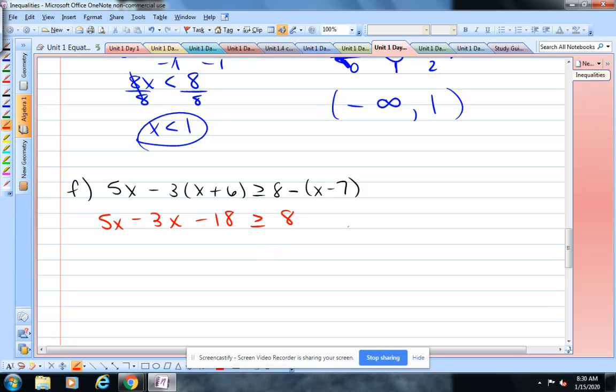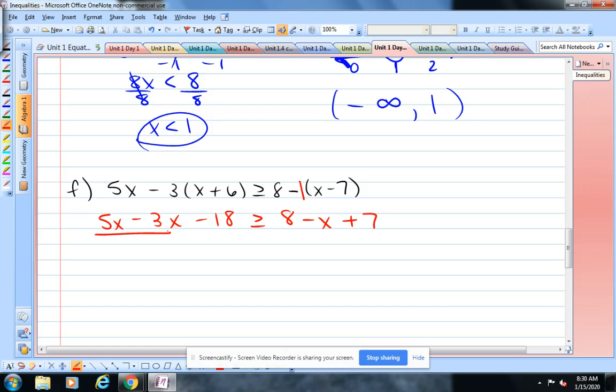And then what am I distributing over here to this parentheses? A negative 1. If you multiply everything by negative 1, that's the same as changing all their signs, right? So a negative x and then a plus 7. So any questions about my distributing?